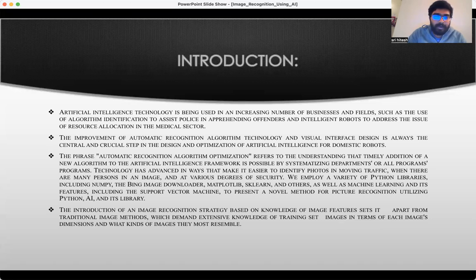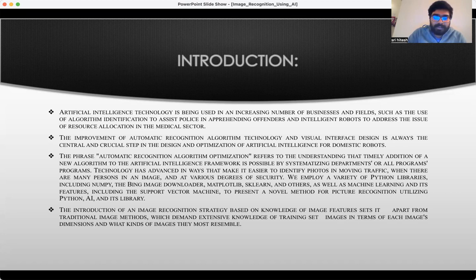The phrase automatic recognition algorithm optimization refers to the understanding that timely addition of a new algorithm to the artificial intelligence framework is possible by synthesizing departments or all programs. The technology has advanced in ways that make it easier to identify photos in moving traffic.